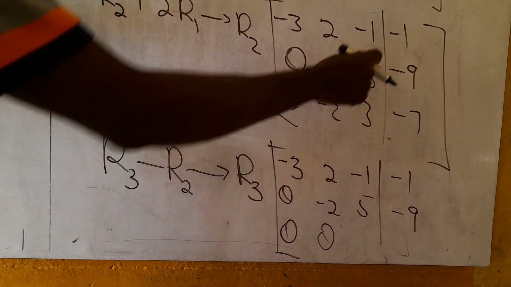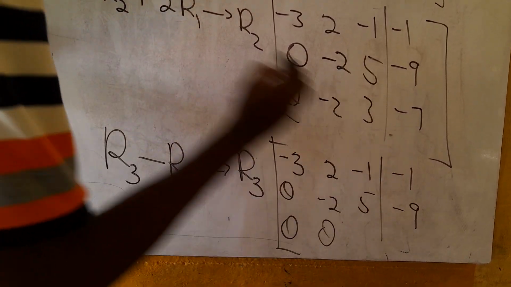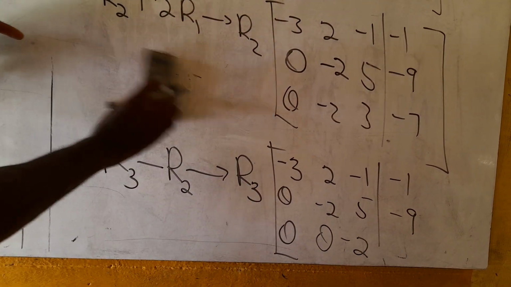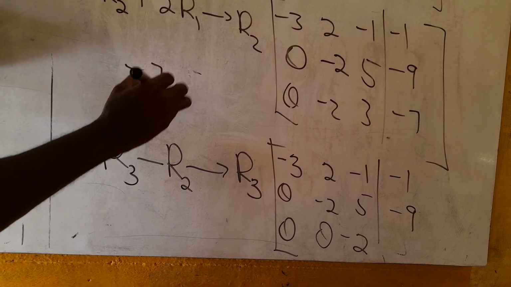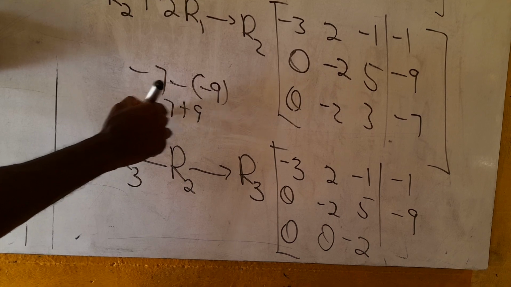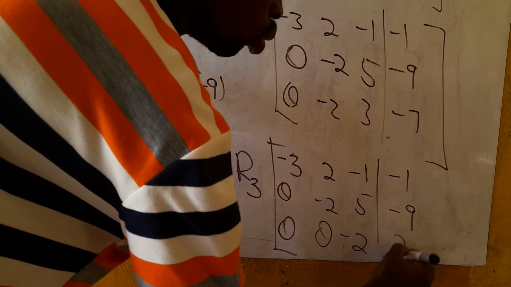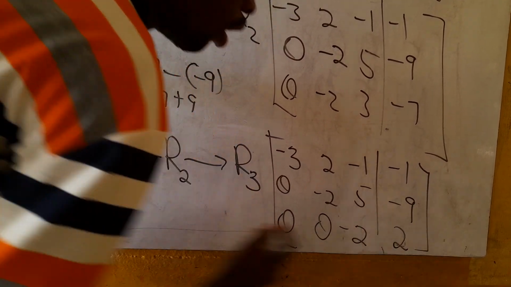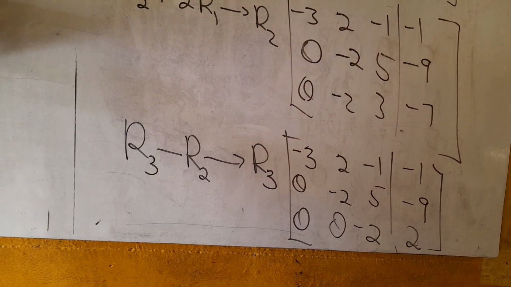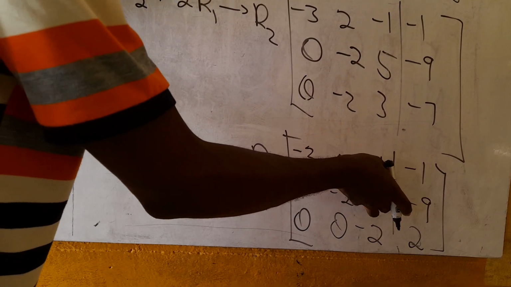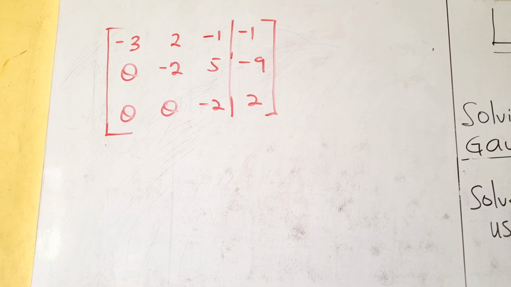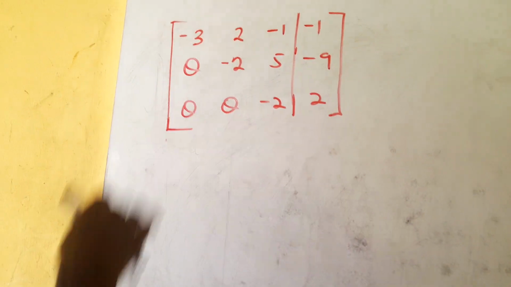Then this and this. We subtract this from this. 3 minus 5 will be negative 2. Then this. Negative 7 minus negative 9. So this will be negative 7 plus 9. Negative 7 plus 9 is 2. So we get 2 there. So now all the entries below the principal diagonal are 0. Now our task is to make all the entries above it also 0.